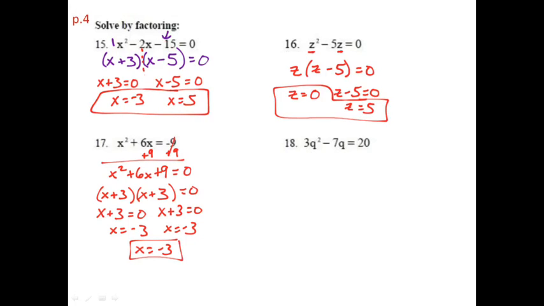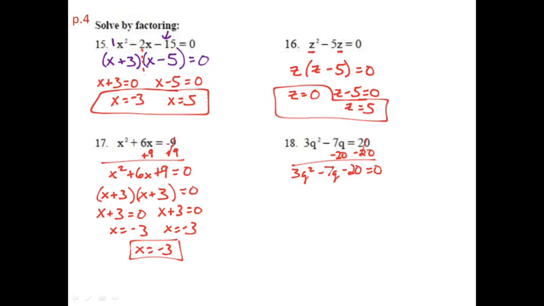All right, one last example. We have 3q squared minus 7q equals 20. We're not in standard form, so that's the first thing that we want to do. Bring that 20 over to the other side. So 3q squared minus 7q minus 20 equals 0.